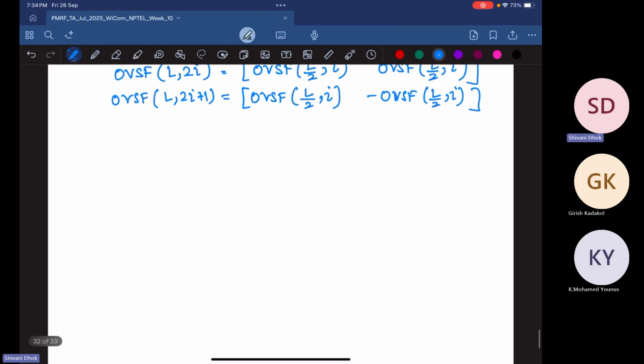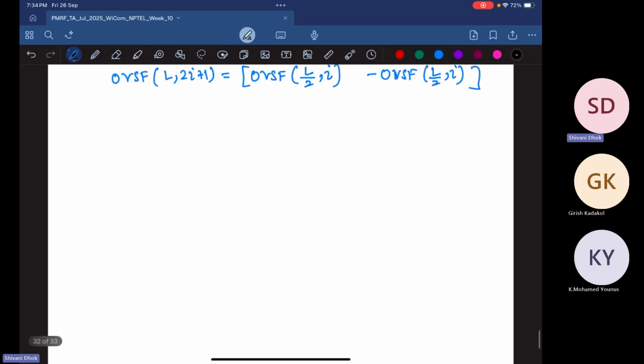Now what we'll do is we'll start with L equal to 1, capital L equal to 1. So for L equal to 1, what do we have? We will have 1. Okay, I'll do it in this way. 1. So this is basically OVSF of 1, 1. Now this will branch out into 2.